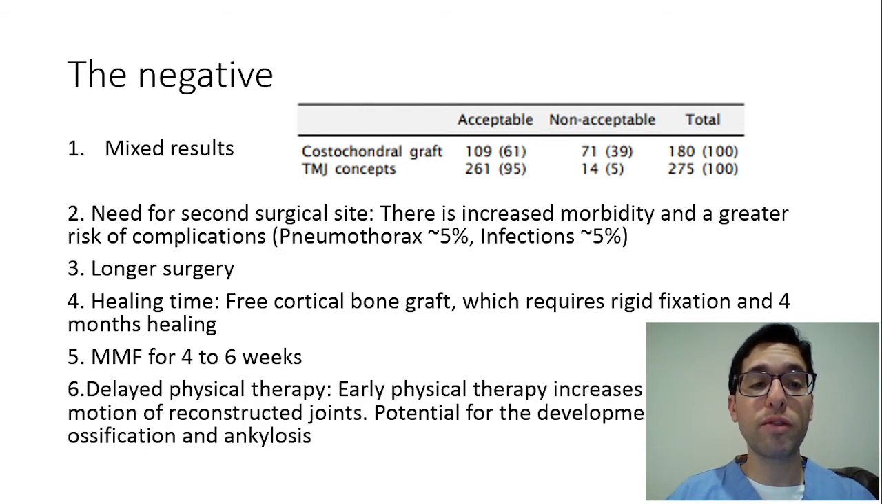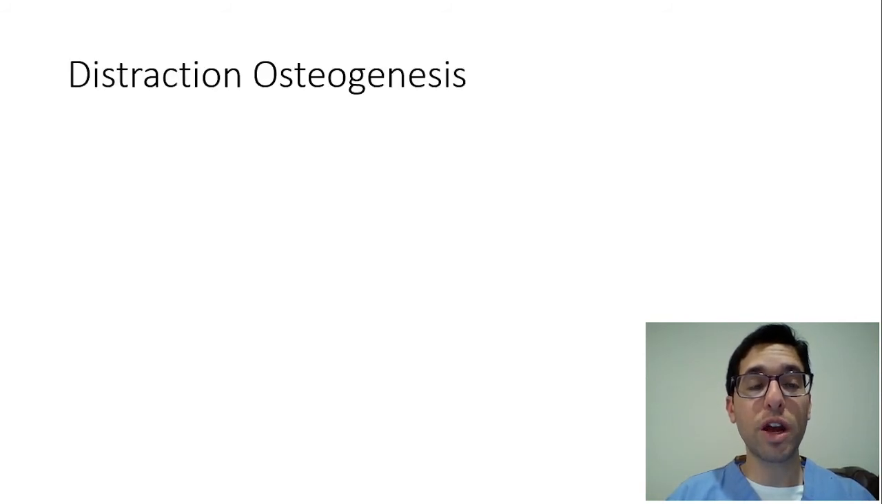And that's going to be a problem for point number 6, because the longer the patient's in an MMF, then they can't do physical therapy. And we know the bedrock of TMJ reconstruction is early physiotherapy. So that's going to be a problem. And also, the longer they're in MMF, the greater potential for developing heterotopic ossification and reankylosis. So again, these are all the negatives of costochondral graft. So it's not the treatment of choice.